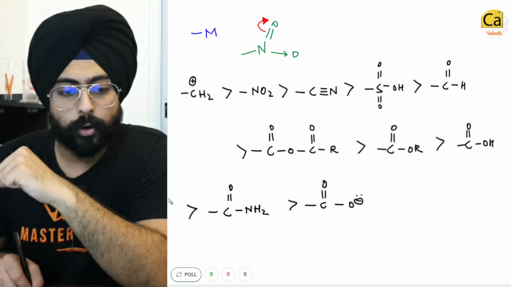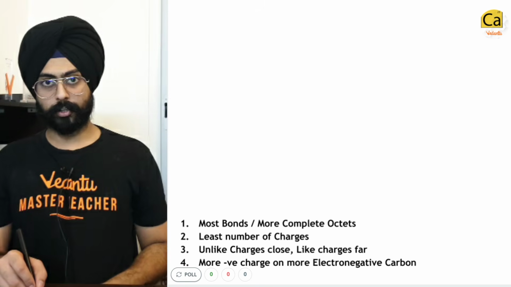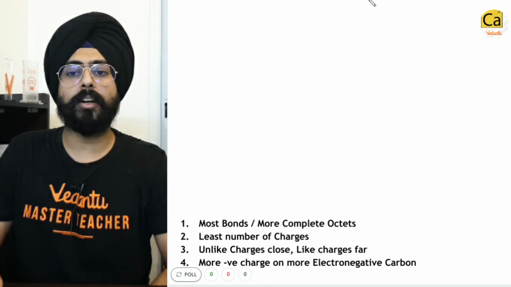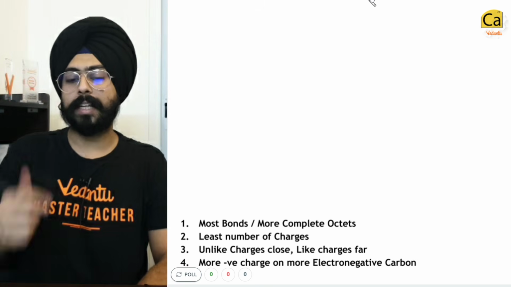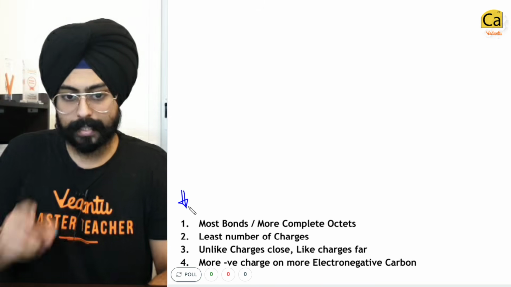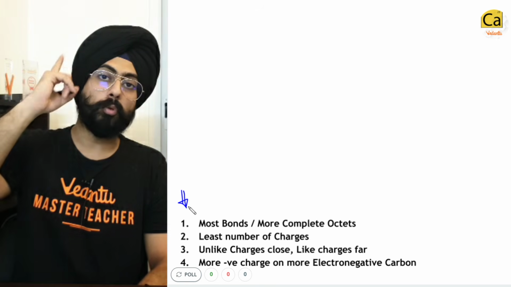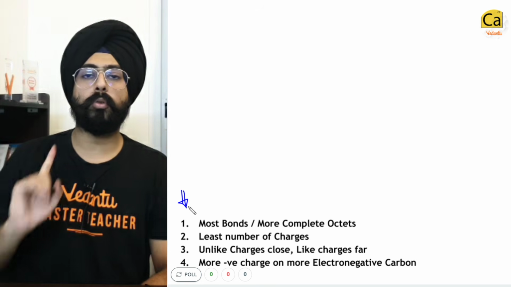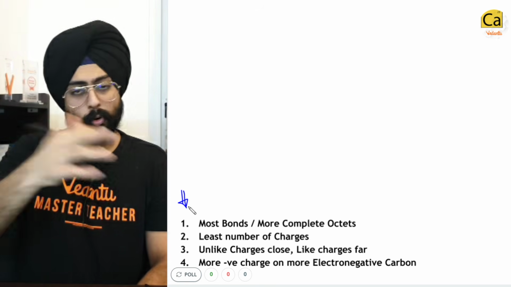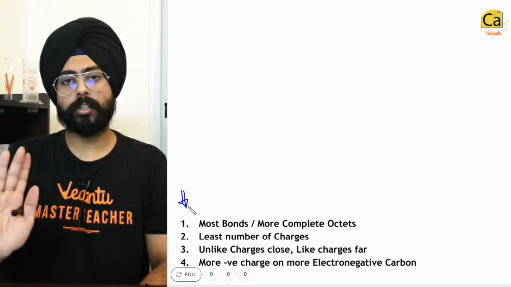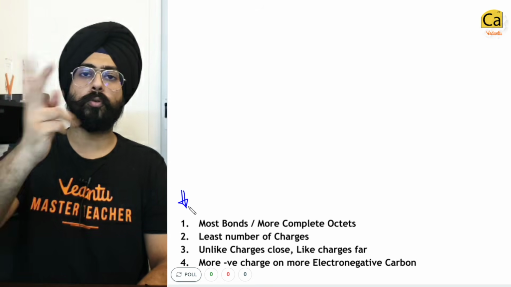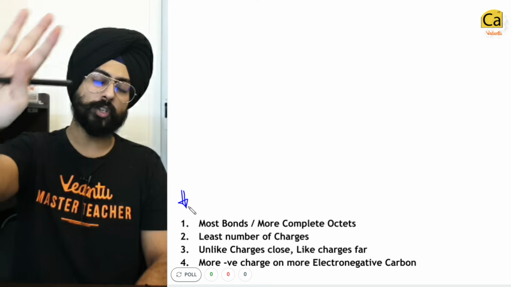Then came the idea of the stability of resonating structures. Talking about the stability of resonating structures, there are just 4 things that you need to remember. These are written at the bottom of this page. First of all, the structure with most number of bonds will be the most stable. Most number of bonds will automatically imply most number of octets. You don't need to consider those 2 rules as different. Okay, most bonds is most stable.